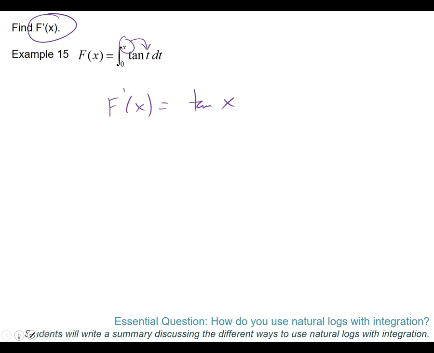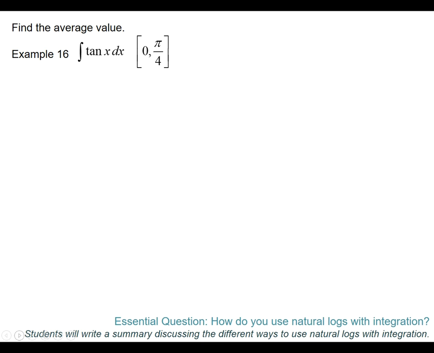Alright, this last couple we're doing one example of something that might pop up in the assignment. Average value, remember we talked about this in the last chapter. Good job, 1 over b minus a, so 1 over pi over 4 minus 0, integral from 0 to pi over 4 of tangent of x dx. Perfect.